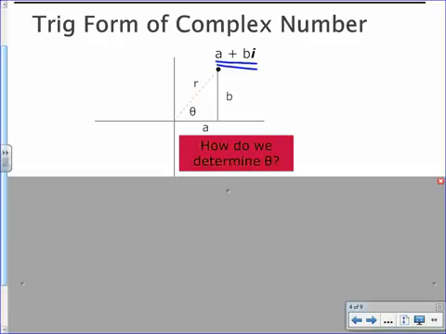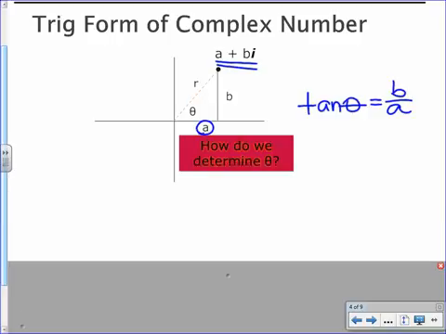Okay? So first question, how would we determine what that angle is? If we know A and B, then the tangent of theta is B over A. Does that look familiar? No? Yeah? A little bit, right? Okay? Let's talk about A, the real part of this.